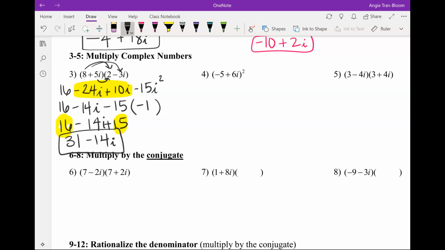So if you see i squared, can you keep it? No. If you see i to the third, can you keep it? No, you got to simplify that down. Okay. I'm going to give you a minute to get a head start on example 4. Be careful with example 4. What should you do?